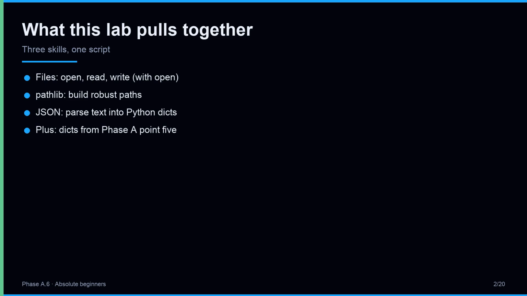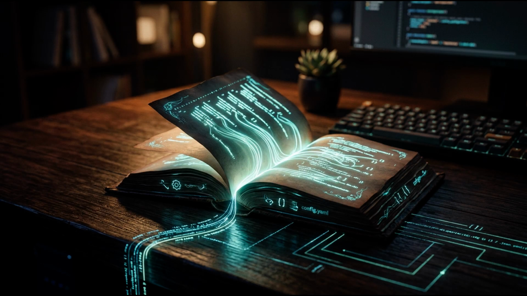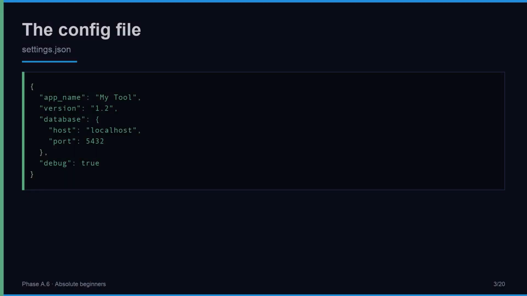Four skills, one script. Configuration files let you change what a program does without touching its code. The settings live in a file, the program reads them and adapts. Config drives code.